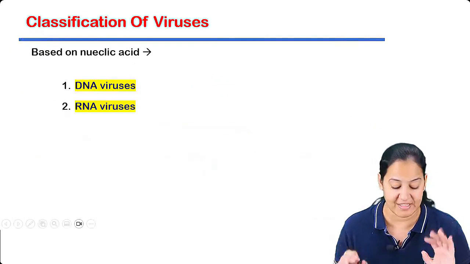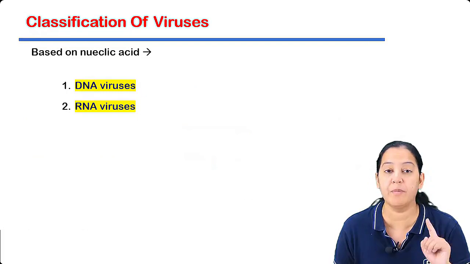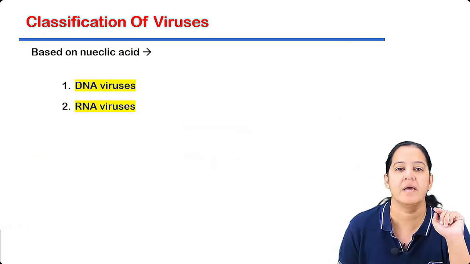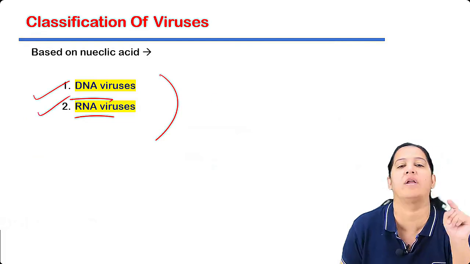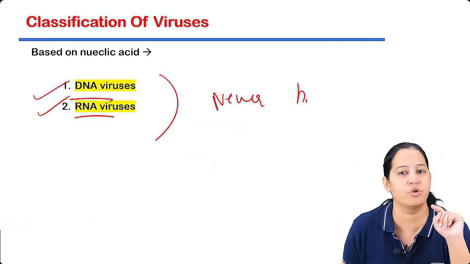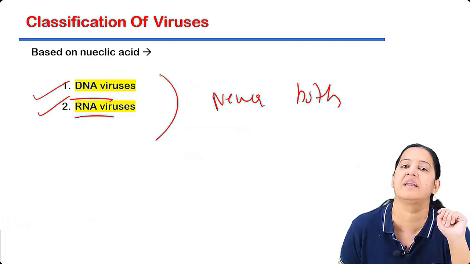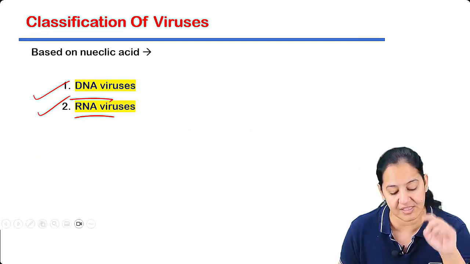So let me classify virus. Before starting virology, you may know there are two types of virus: DNA virus and RNA virus. I told you all viruses have either DNA or RNA, never both. So how many viruses are DNA? How many are RNA? This is the basis of classification.